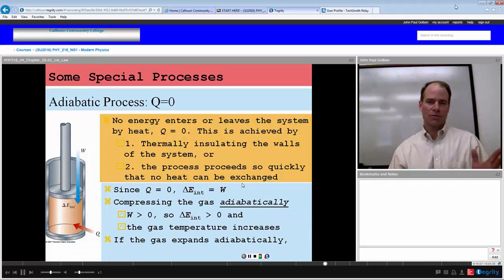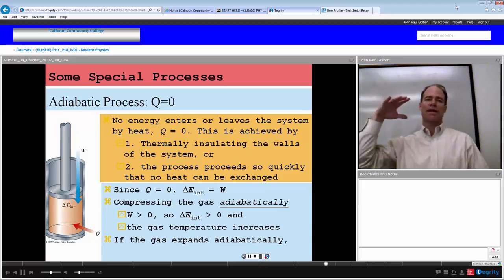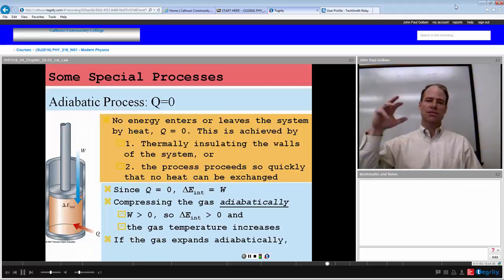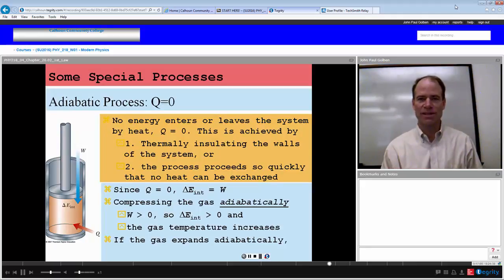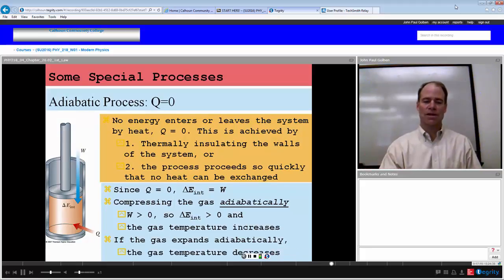If we went the other way around, if the gas were to expand adiabatically with no heat exchange, then the gas is doing work to the outside. The work done on the gas would be negative, and our change in internal energy would be negative, and hence our temperature will go down. Our final temperature will be less than our initial temperature, and we will cool the gas by doing that. So adiabatic expansion will cool the gas, and adiabatic compression will heat the gas up.